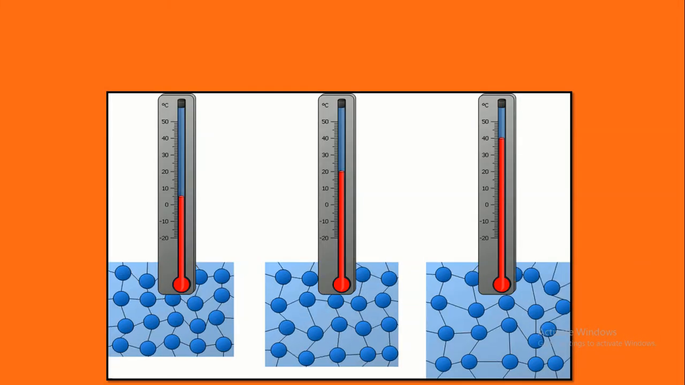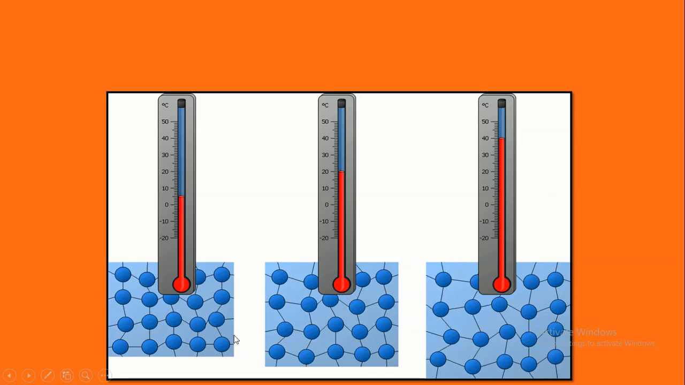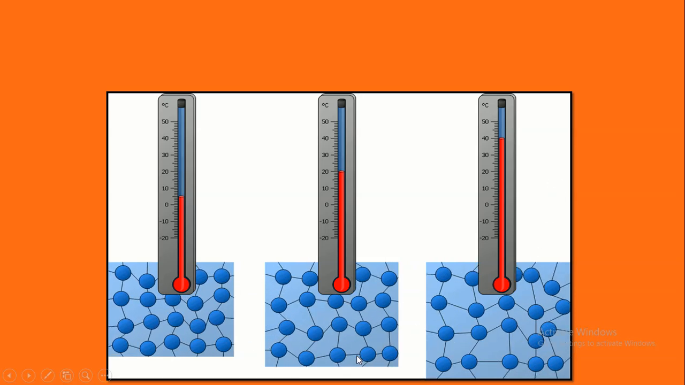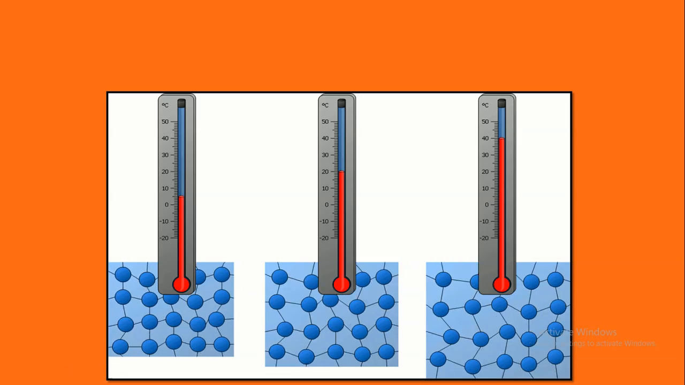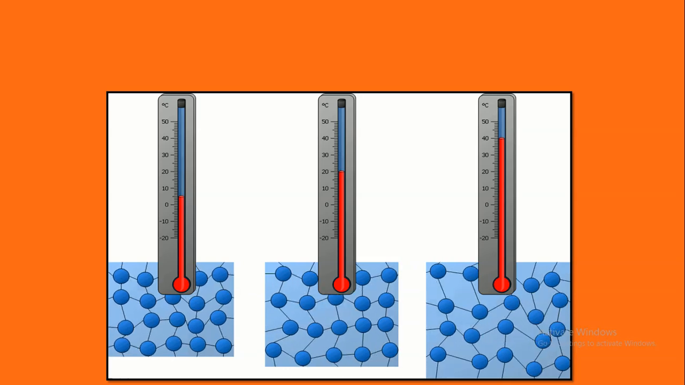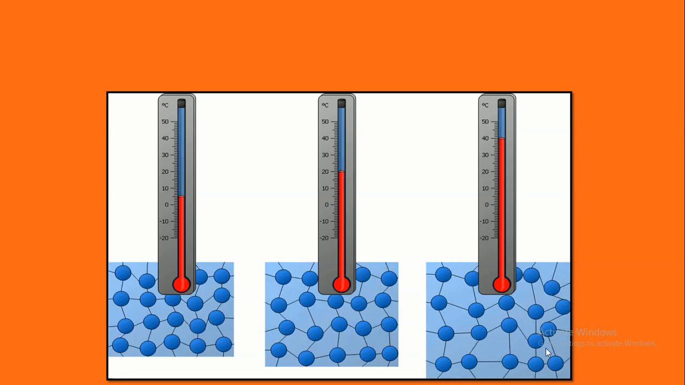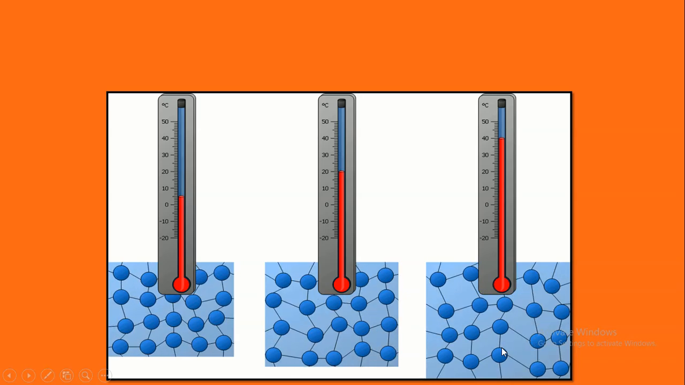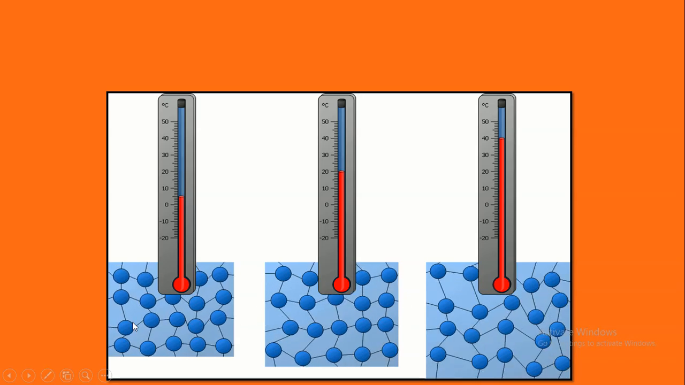Now, I want you to look at this picture. These are the particles of matter. As we said, they are always in motion. But are they moving at the same speed? What do you think? No, they are not moving at the same speed. This matter here is the fastest. Its particles are moving faster than these two matters.